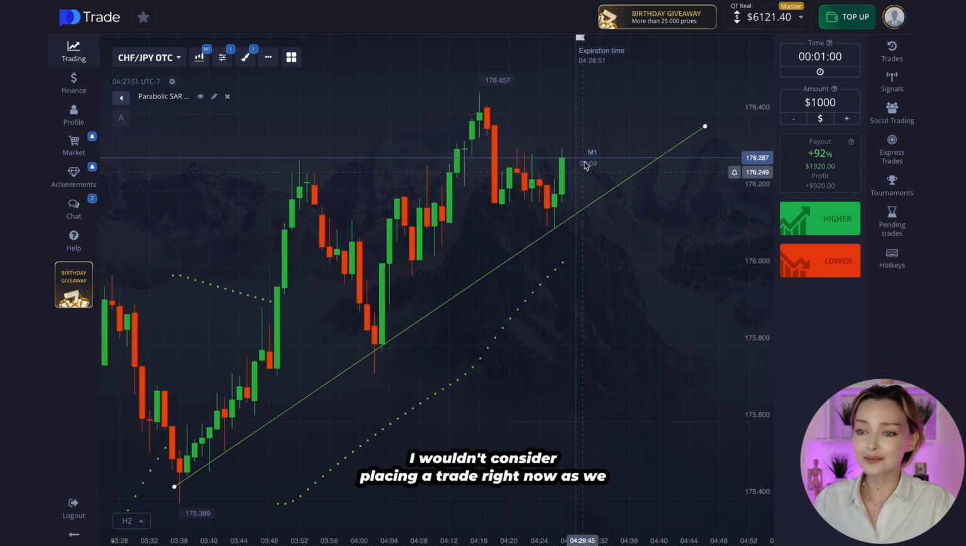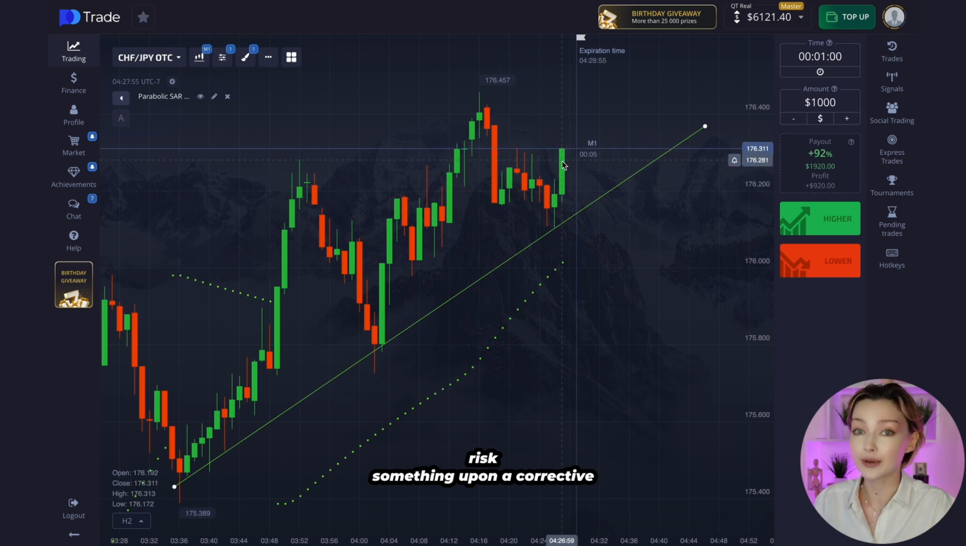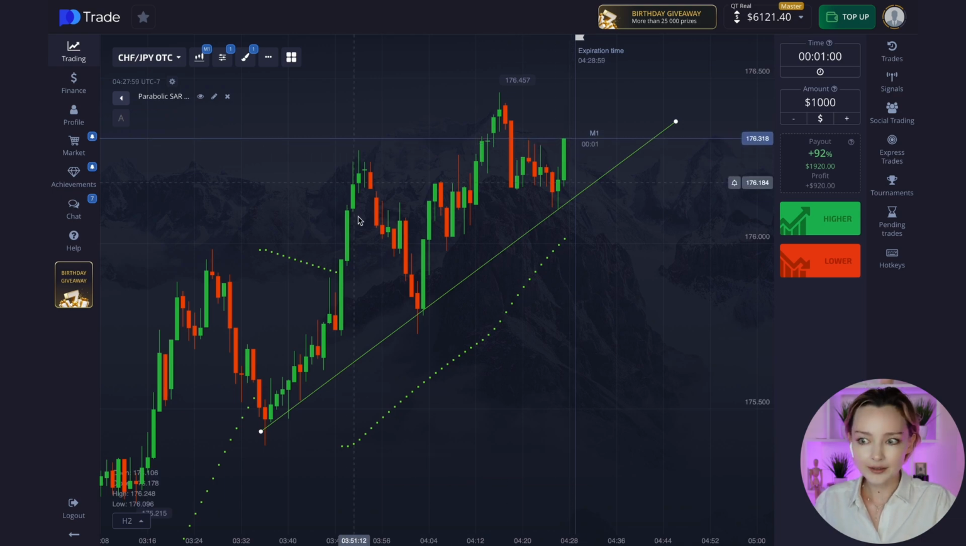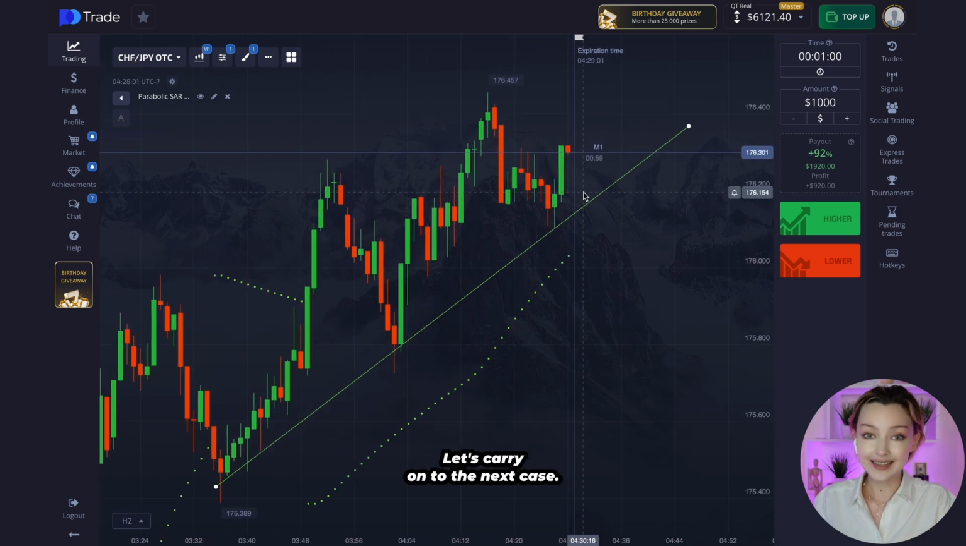I wouldn't consider placing a trade right now as we risk stumbling upon a corrective retracement, but entering after the correction, why not? Let's carry on to the next case.